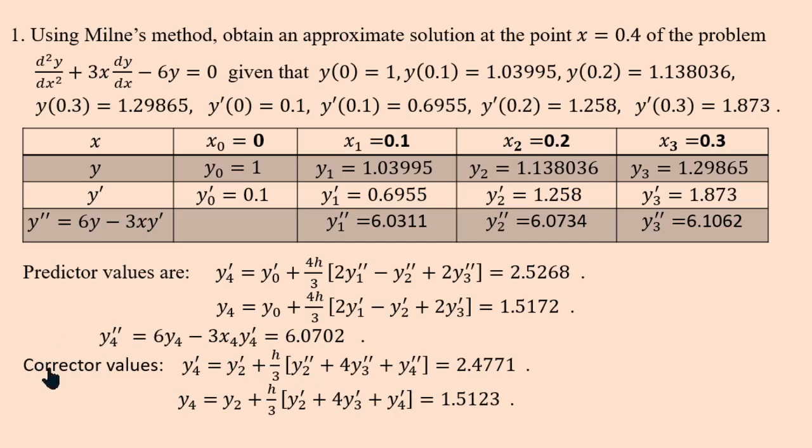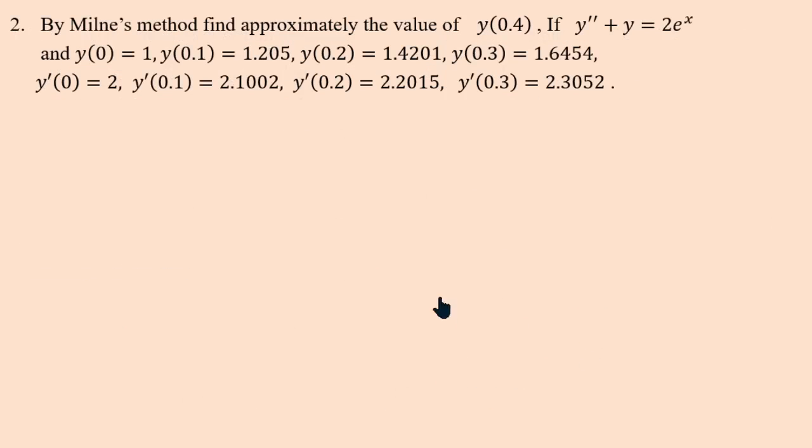Followed now? So this is the y value at 0.4, y at 0.4 is 1.5123, y dash at 0.4 is 2.4771. One more example.